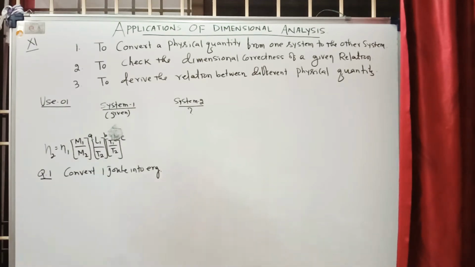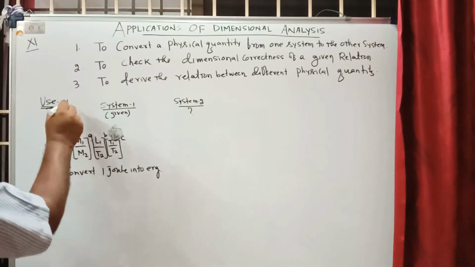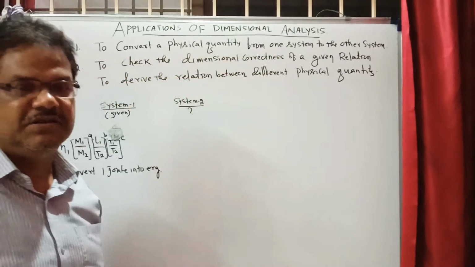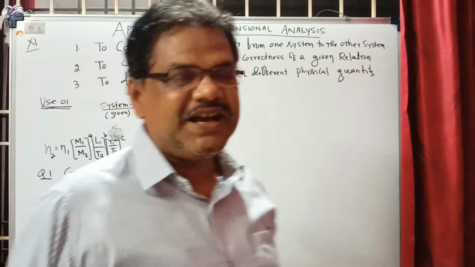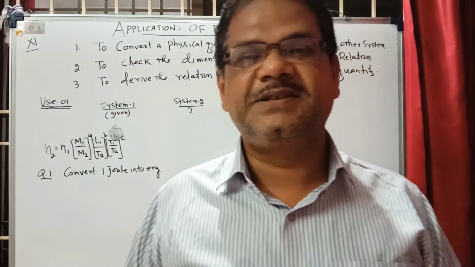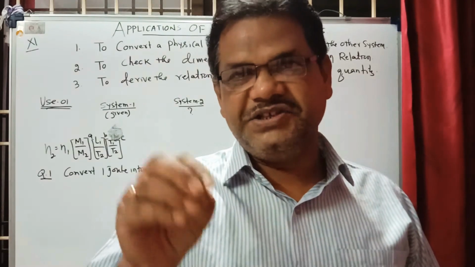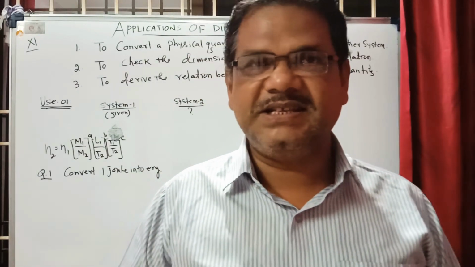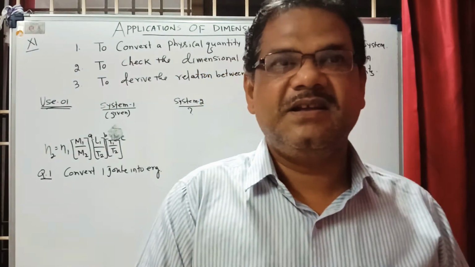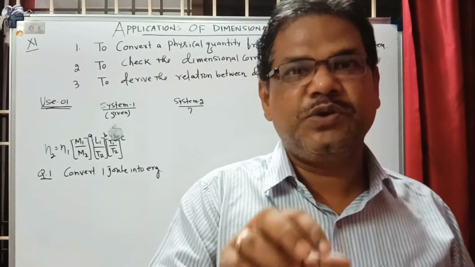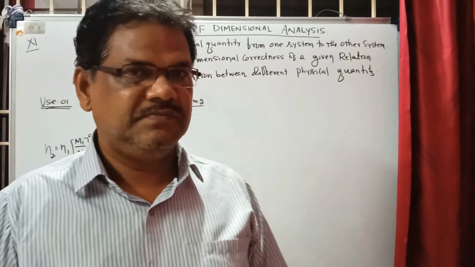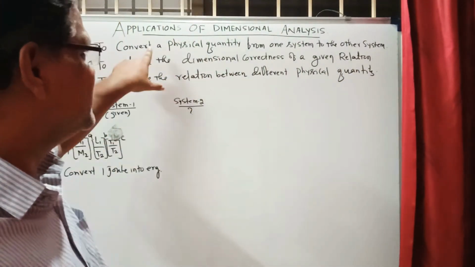Use number one is to convert a physical quantity from one system to the other system. A physical quantity is given in one system. You know the systems of units: there are the CGS system, FPS system, MK system and SI system. In one system of units the physical quantity is expressed, and we have to convert it into another system with the help of dimensional analysis.